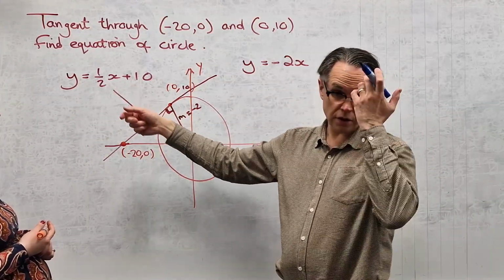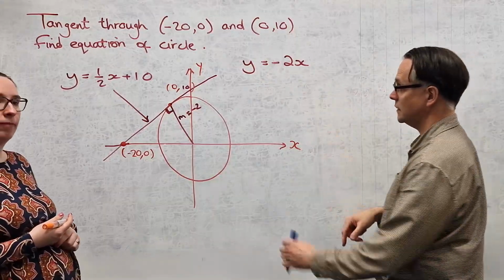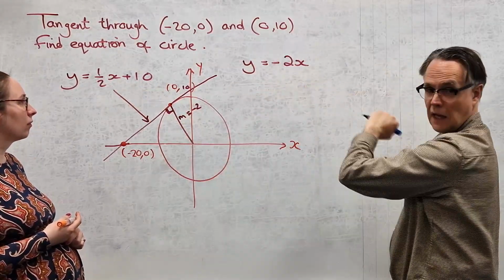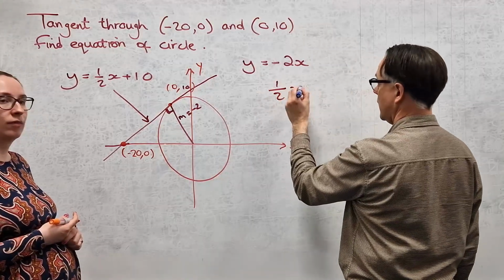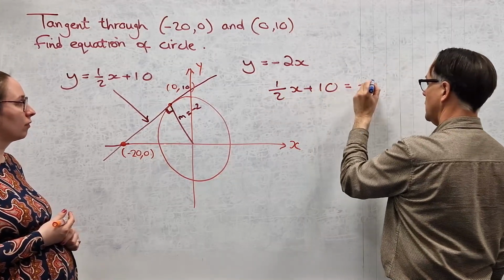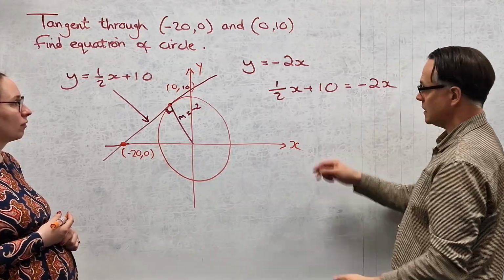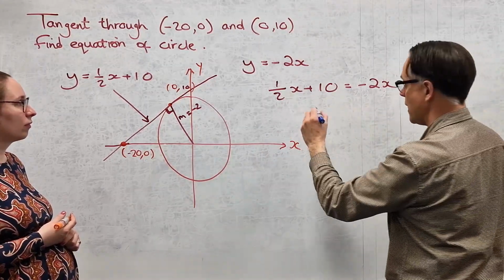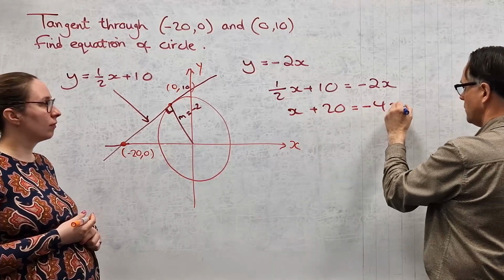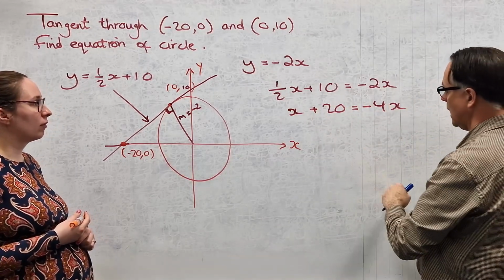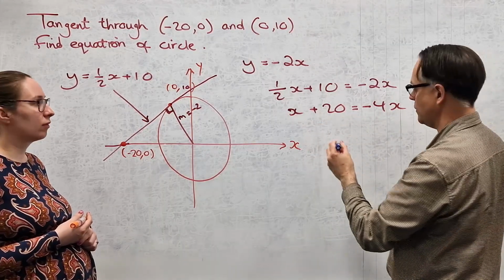I'm just going to do a straightforward substitution. So if y equals that, but y equals that, then that equals that, because they both equal y. So half x plus 10 equals minus 2x. Again, different ways you can do this. I'm going to times everything by 2 to get rid of the fractions. And then let's bring the minus 4x over, so add 4x to both sides.